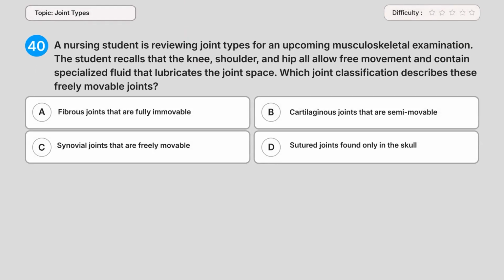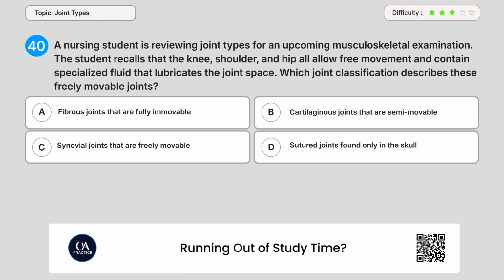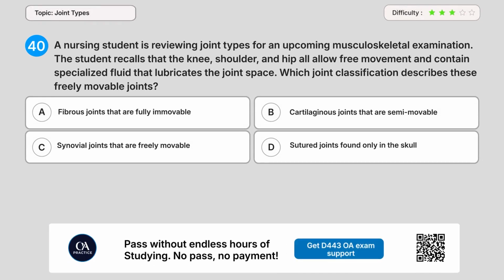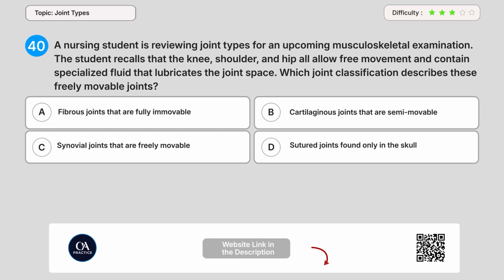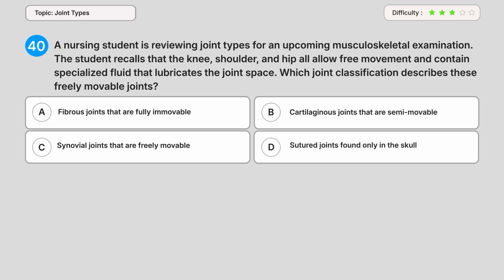40. A nursing student is reviewing joint types for an upcoming musculoskeletal examination. The student recalls that the knee, shoulder and hip all allow free movement and contain specialized fluid that lubricates the joint space. Which joint classification describes these freely movable joints?